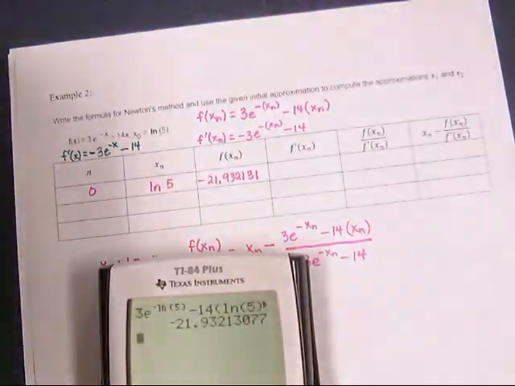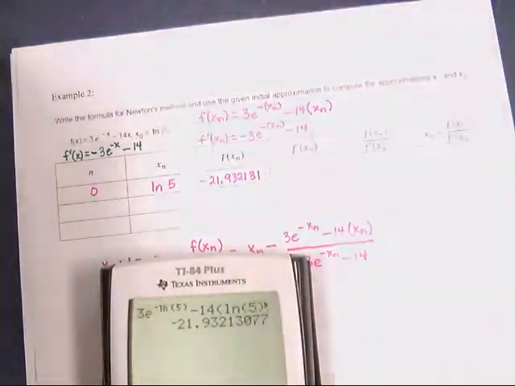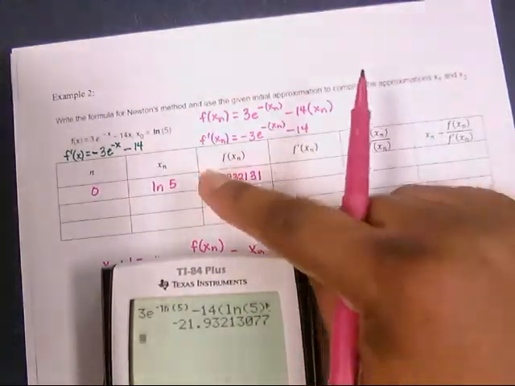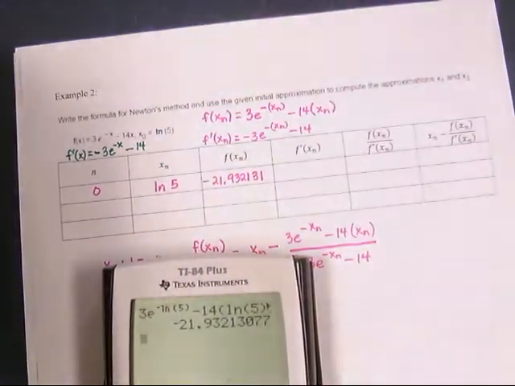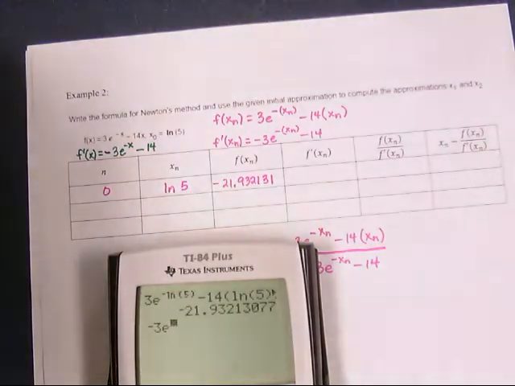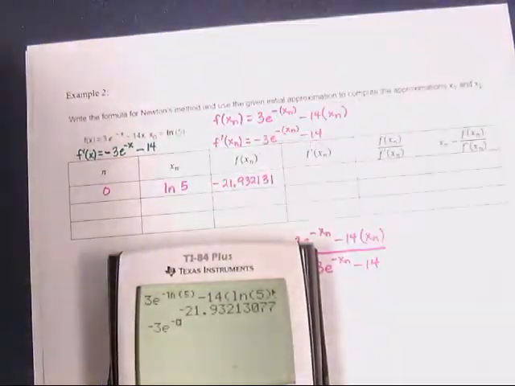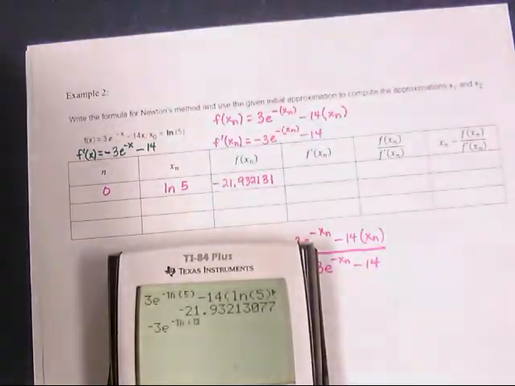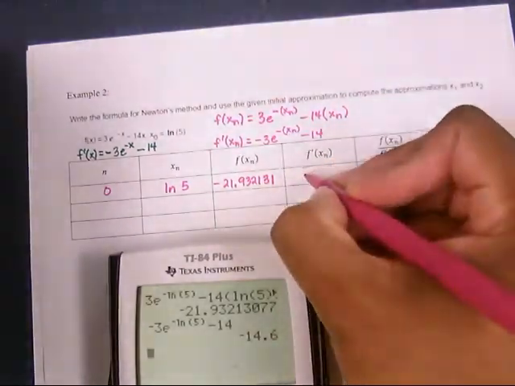And then f prime of x sub n, that's this formula right here. Replace that with ln of 5. So here, this will be negative 3. And then for the e, second ln, and then the negative key, and then type in ln 5, close parentheses, use your right arrow key or close your parentheses, minus 14, and then hit enter. That would be negative 14.6.